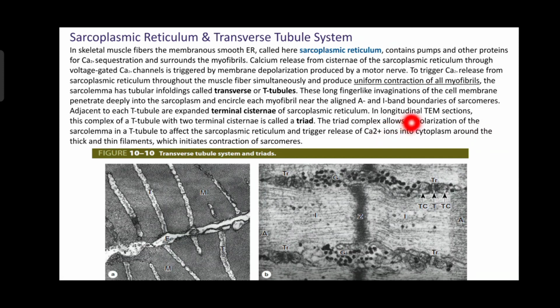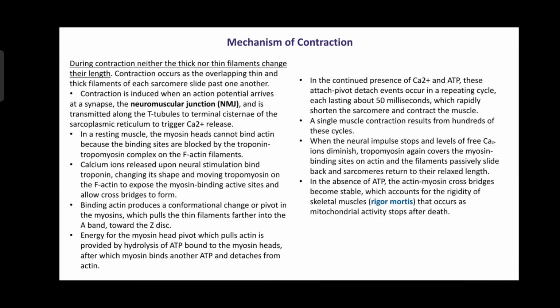Here, the transverse tubule with two terminal cisternae is called a triad. The triad allows depolarization of the sarcolemma to travel into the tubule, affect the sarcoplasmic reticulum, and trigger the release of calcium ions into the cytoplasm.